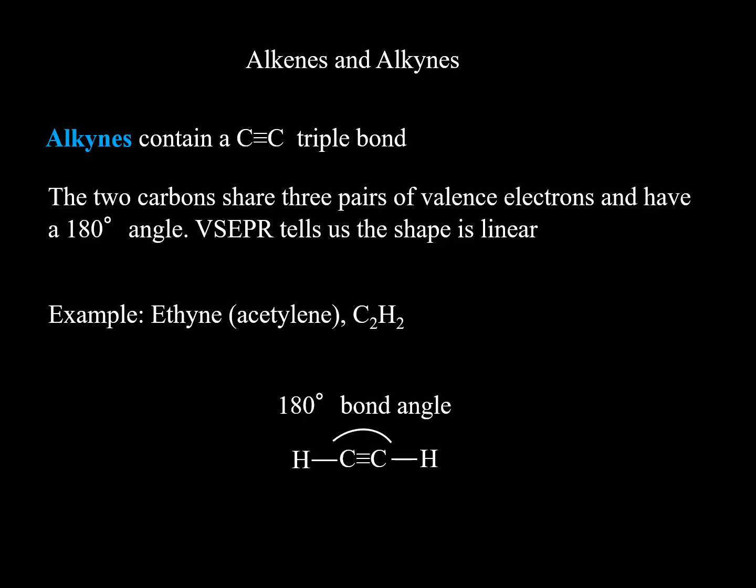Alkyne means there's a triple bond. Alkene, I think I didn't say it in the previous slide, means that there's a double bond. So alkene is a double bond, and alkyne is a triple bond. This is an example of an alkyne. It's 180 degrees, it's linear. And again, each carbon has four bonds.